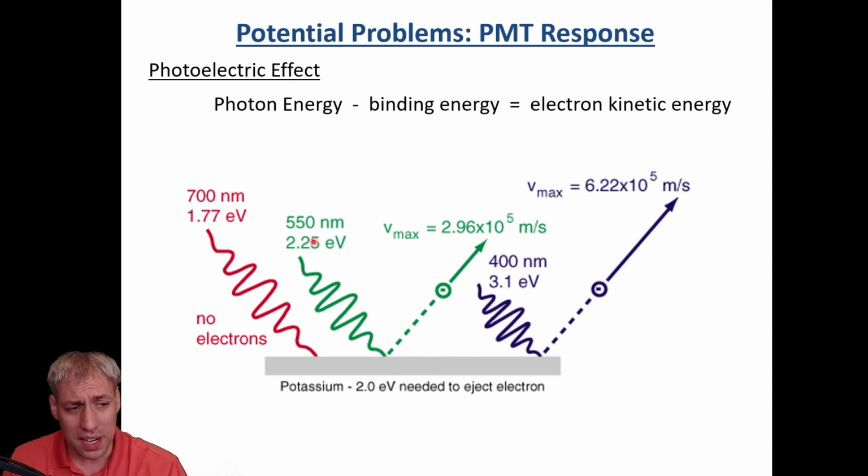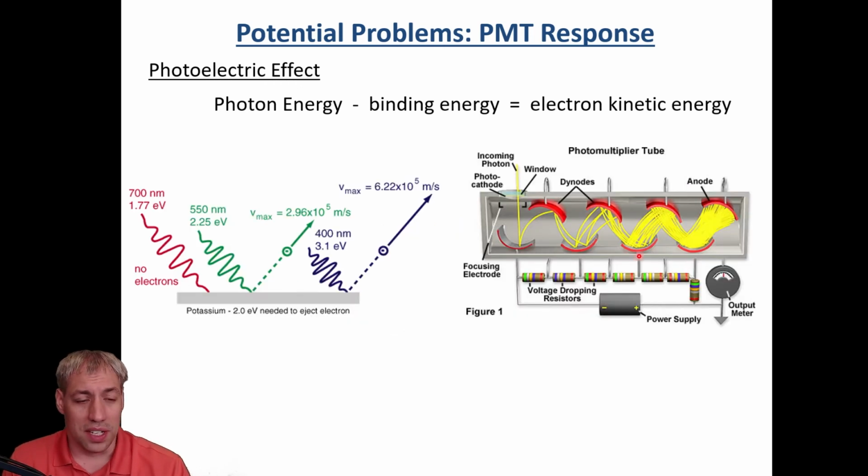But there's a little bit extra energy, this 0.25 eV, and that extra energy translates to additional velocity of this electron. And so the higher the energy, the higher the velocity of that electron coming off the detector. So what ends up happening is if you're measuring higher energy photons, you actually get a higher velocity electron. It's actually going to hit this anode faster. And so you can actually have time differences depending on the wavelength of your sample.